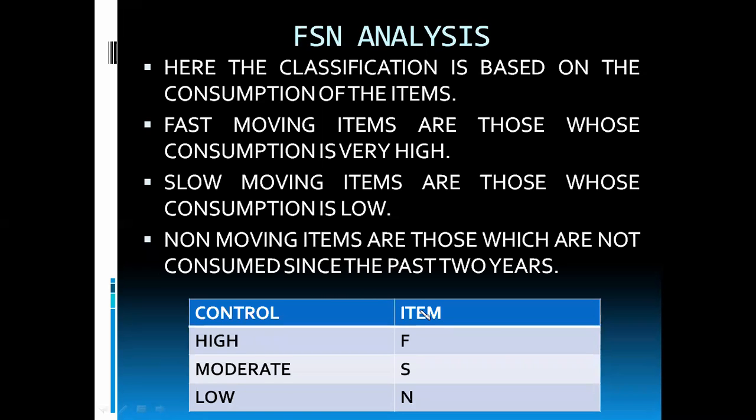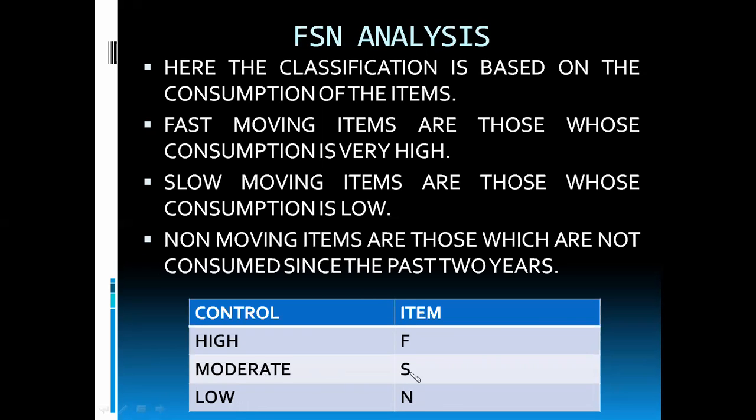So fast moving items are those which should be available with the company every time. The company should ensure that they exercise more control over fast moving items. That is what is mentioned here. High control over F item, that is fast moving item, moderate control over slow moving item, and low or least control over non-moving item.